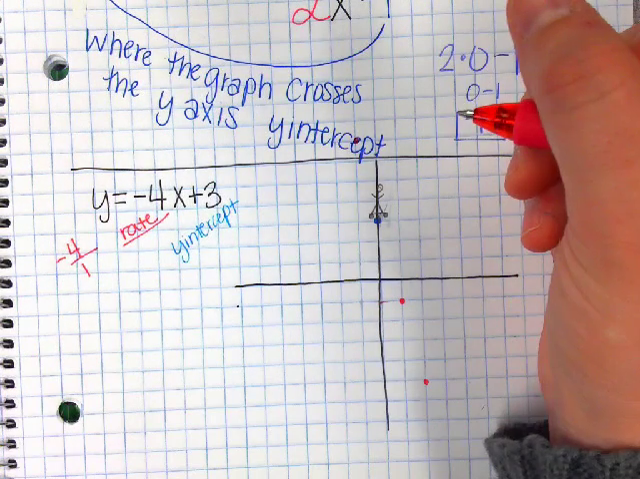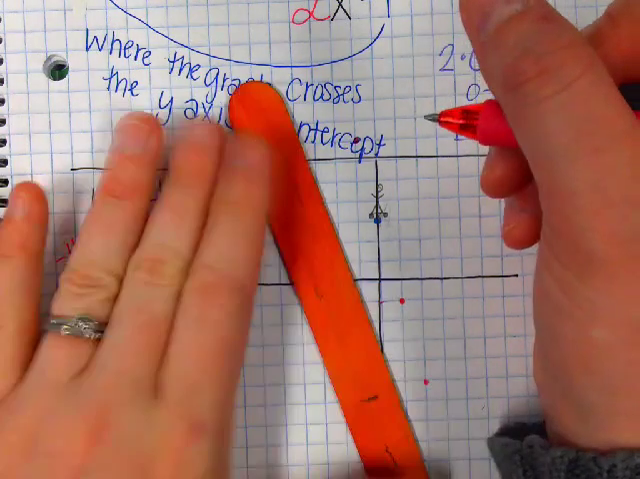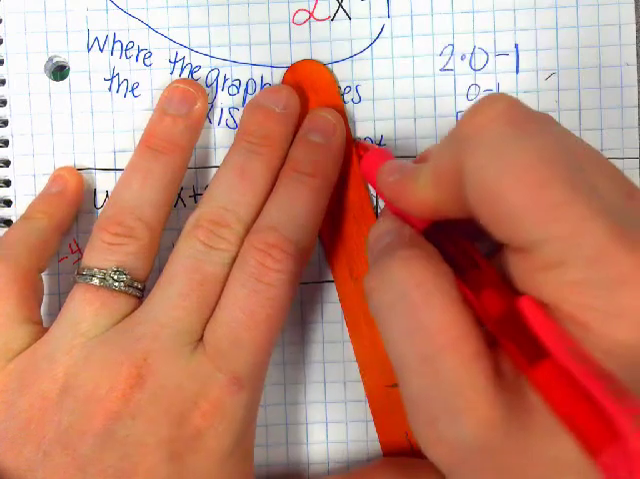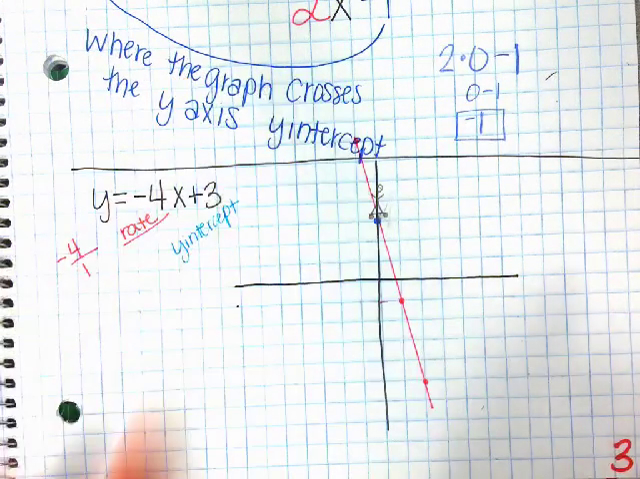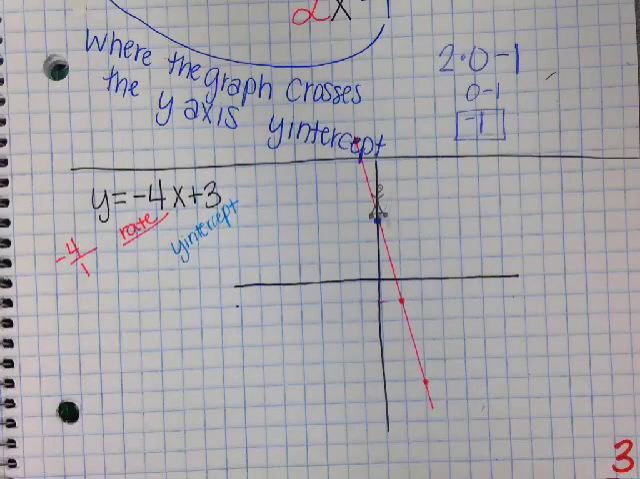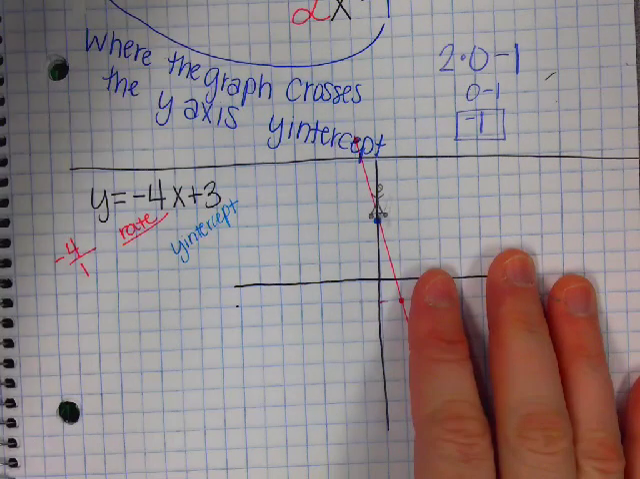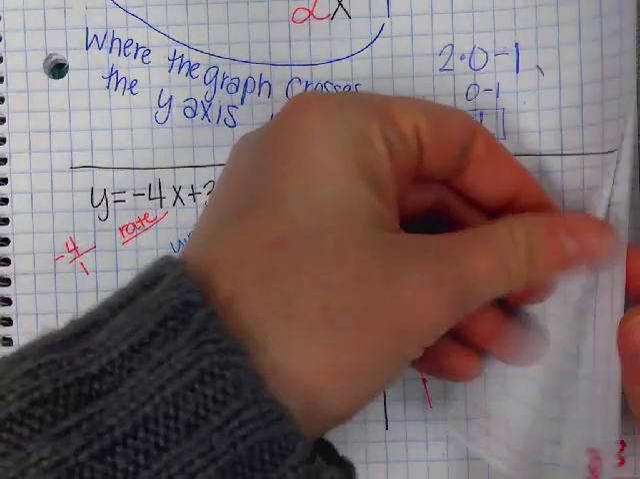Then I can also go up and back because it would still be the same slope. It's just going backwards so that I can finish both directions. Okay, so that would be my graph. That would be the line of that equation. Okay, I'm going to do one more example just for anyone that might need it.